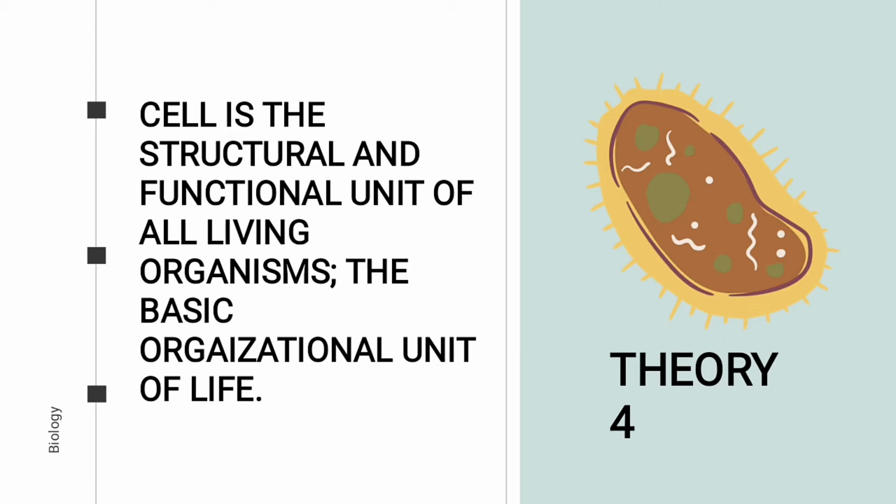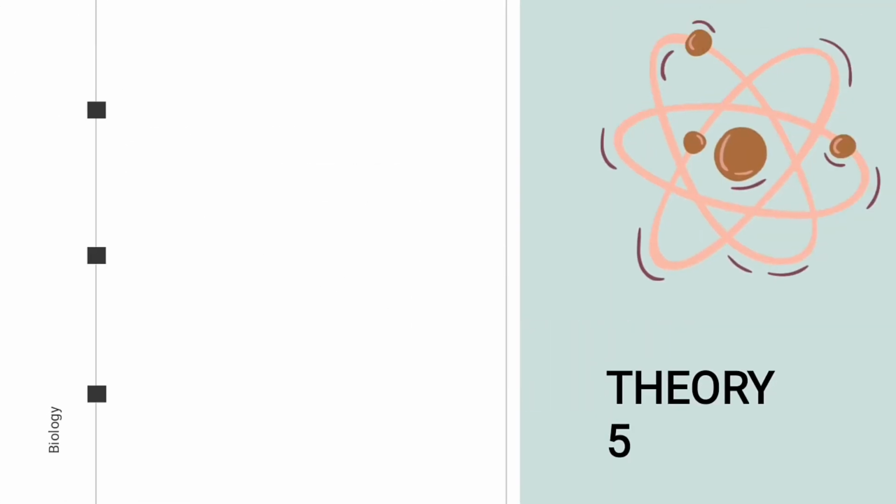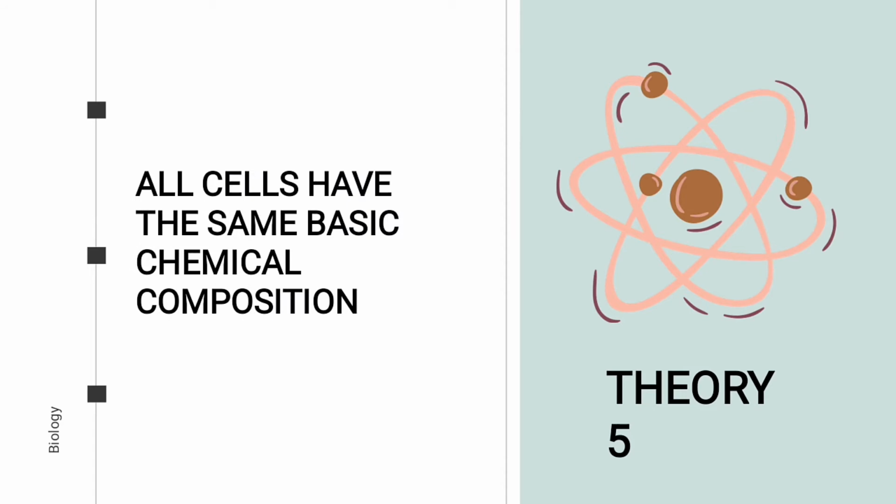Altogether, so that is the fourth theory of cell. And the fifth theory is a theory that deals with the chemical composition, and it says that all cells have the same basic chemical composition. All cells, either in unicellular organisms or multicellular organisms, have the same basic chemical composition. So these are the 5 cell theories that back up cell.